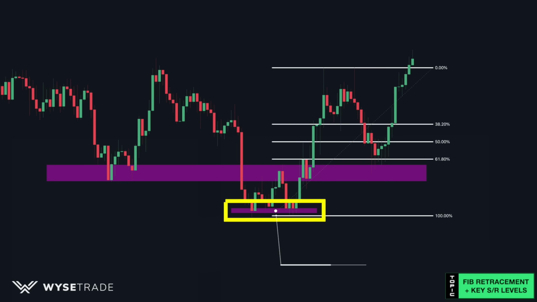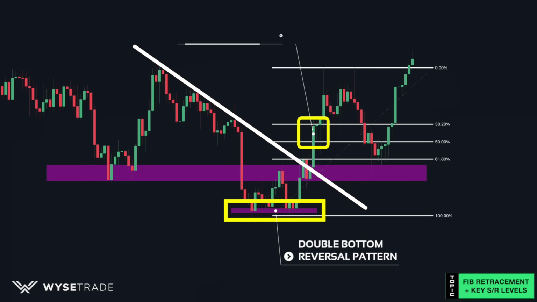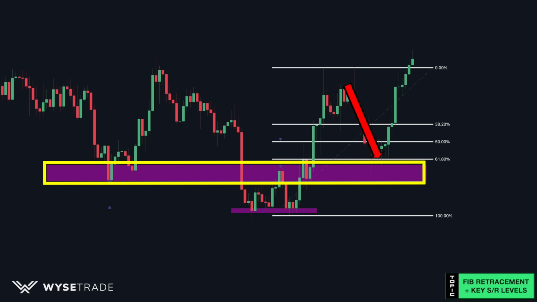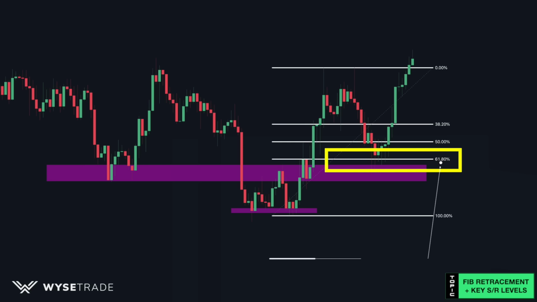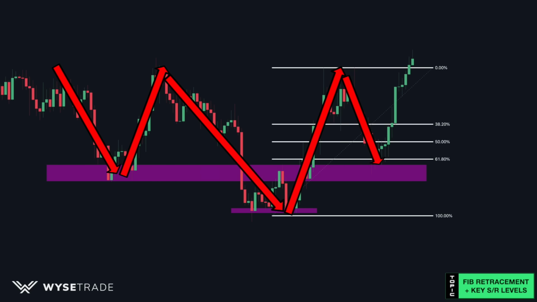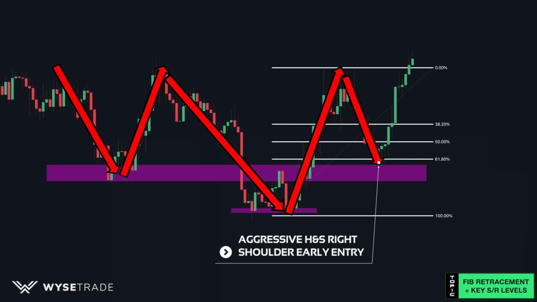You had your double bottom and break of trend line and higher high, showing a new uptrend and bullish momentum, so you want to trade with this upwards momentum. Price then pulls back to this support zone that was created from these two reversal points. And this is also where the 61.8% Fib level lined up, which is a high quality Fib level. This is also the start of an inverse head and shoulders pattern, which is a reversal pattern. And this would be an aggressive right shoulder early entry.